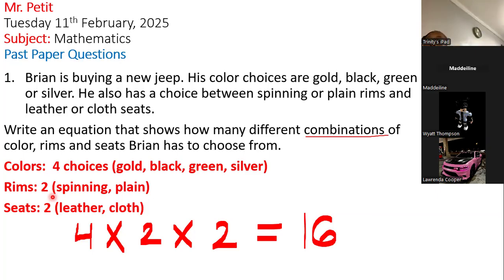Yes, sir. From what I see here, you listed down the colors, which was 4. Then you listed down the rims, and then the seats, leather and cloth, and then you multiplied all of them together. 4 times 2 times 2, and your answer was 16. Very good.